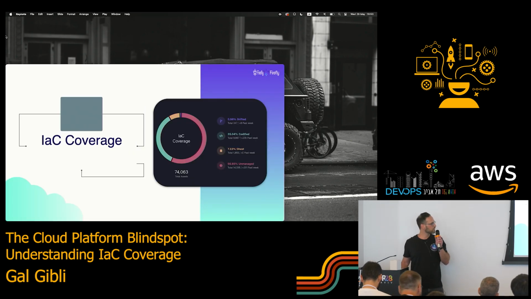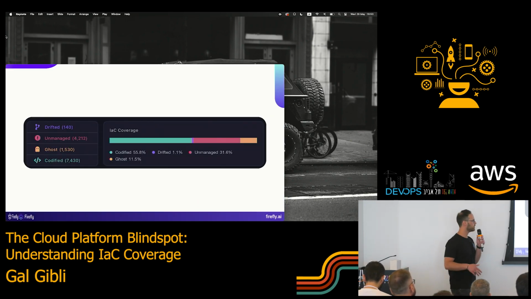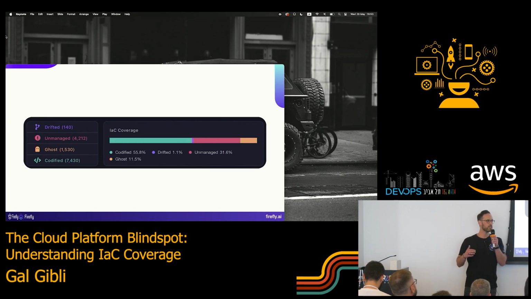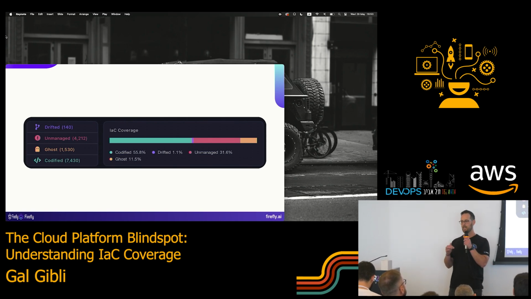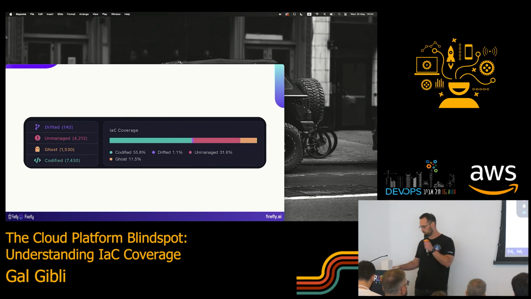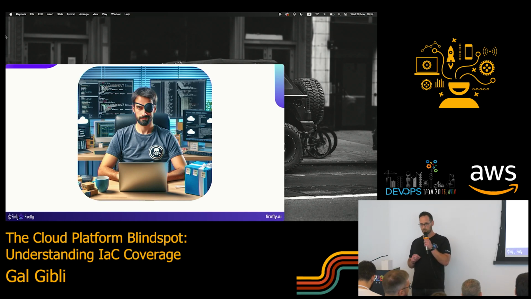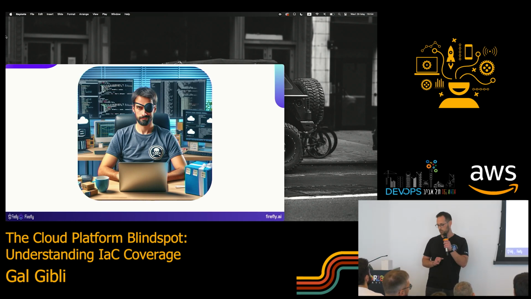So this is a screenshot from Firefly's platform. IaC coverage is essentially the percentage of how many resources are managed using IaC as opposed to how many resources are managed manually, which is what we call ClickOps. So if you have 100 resources, 62 of them are managed by OpenTofu, for instance, that's 62% IaC coverage. Understanding this key metric will help you understand how automatic and efficient your infrastructure is. But having partial IaC coverage actually creates blind spots that you need to pay attention to.